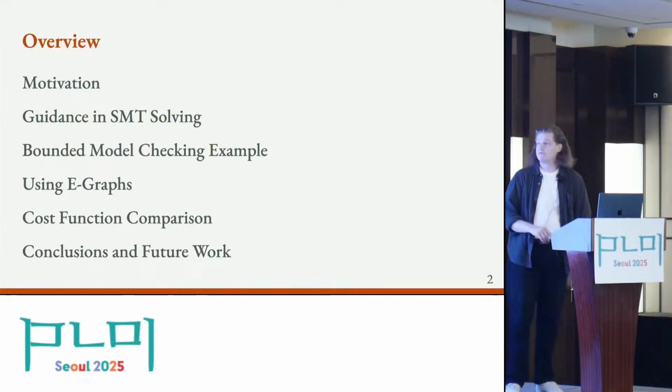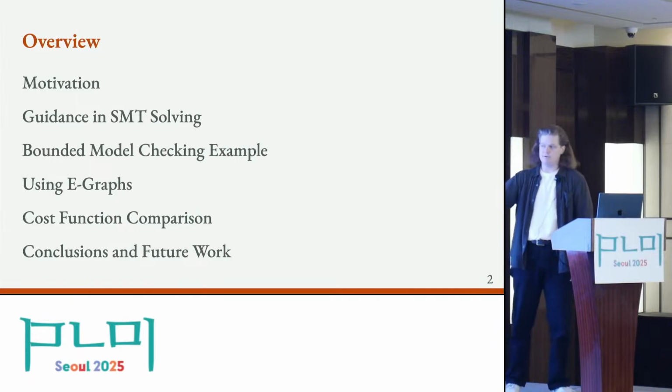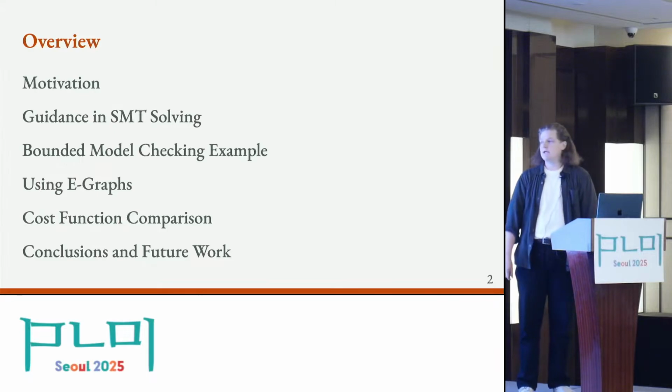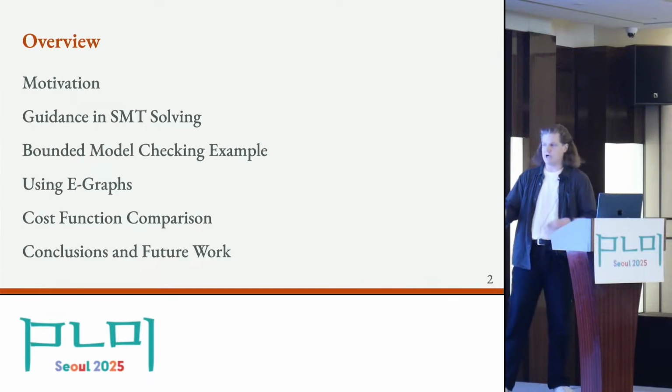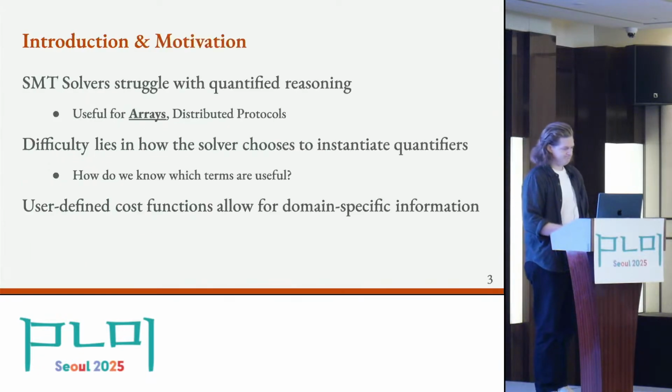So just as a general overview, I'll motivate why we wanted to work on this problem. Then I'll talk about guidance in SMT solving. I'll give a bounded model checking example. I'll talk about how we use EGRAPHS, and particularly how we use EG. We'll see a cost function comparison, and then I'll talk about conclusions and future work.